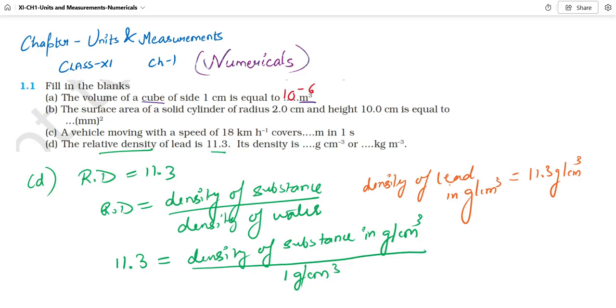यानी अगर आपको कहीं पर भी रिलेटिव डेंसिटी गिवन है कि भाई 11.3 है रिलेटिव डेंसिटी, तो यानी कि आपको वो डेंसिटी ही दे रहे हैं कौन सी यूनिट में? CGS यूनिट में, ग्राम पर सेंटीमीटर क्यूब में. ठीक है? Is this fine?